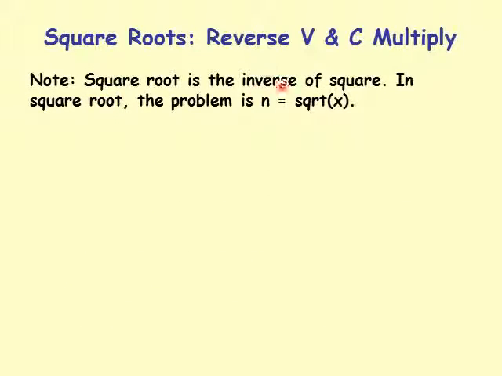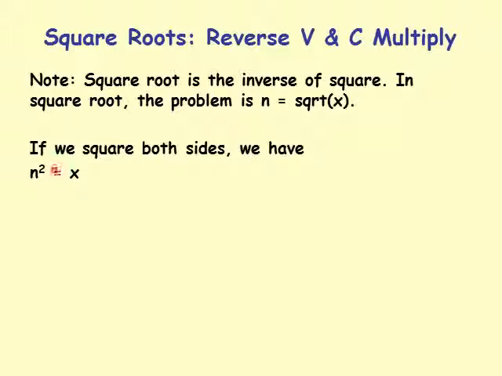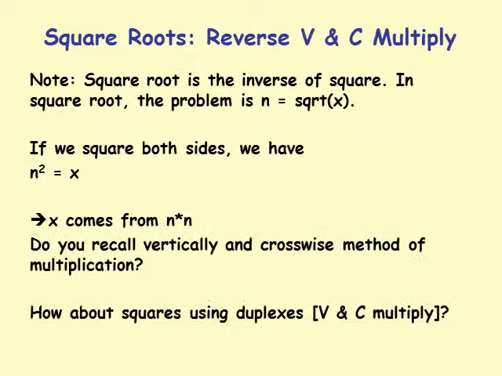The square root problem is you try to find n equal to the square root of x. We say the square root of x is n. If we square both sides, n squared is one side and x is the other. So we have n squared equal to x. x comes from n times n, and so n squared is n times n.